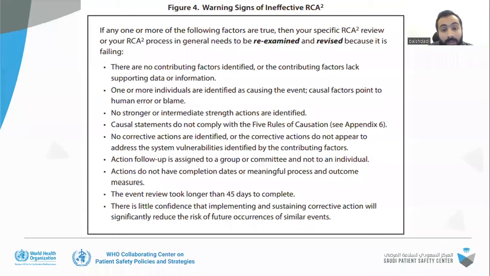Why are we mentioning this? Because whenever you have these warning signs of an ineffective RCA, this RCA should be re-examined and revised, because we cannot build conclusions based on an RCA which was lacking a lot of important elements of a successful RCA.